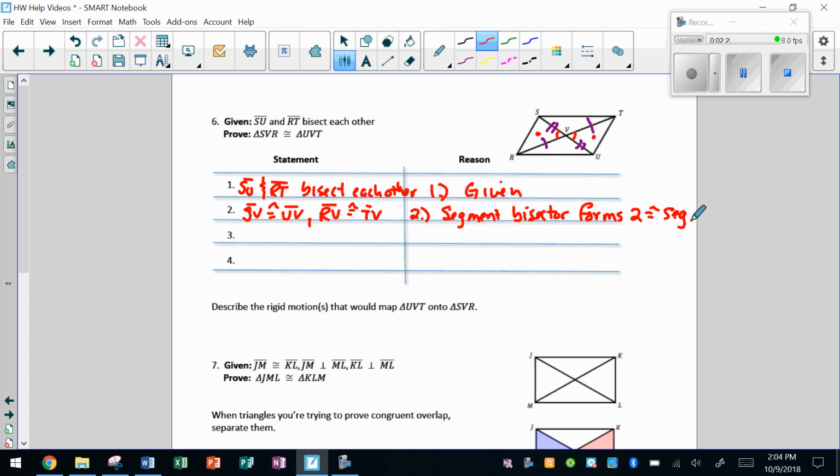And then I'm going to take that vertical angle and throw that into statement number 3. So angle SVR is congruent to angle, let's see, S to V to R is going to correspond to UVT. So angle UVT, and the reason is because vertical angles are equal or congruent.